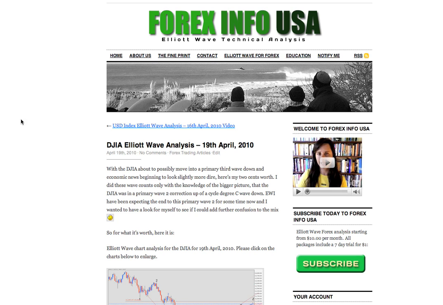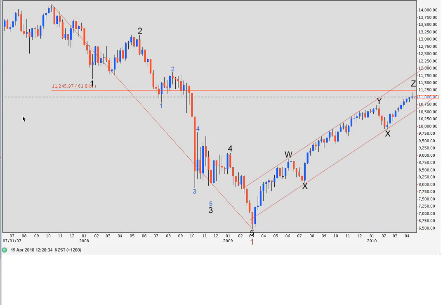With the DJIA about to possibly move into a primary third wave down and economic news beginning to look slightly more dire, I thought I'd put my 2 cents worth into the mix and just add a little bit more confusion. All I knew when I started looking at these charts was that we were in a primary second wave up of a cycle degree wave C down, and that we've been expecting primary 3 to begin its imminent start any day now for about the last 2 months. So, to add my confusing wave count to the mix, this is for what it's worth, here goes.